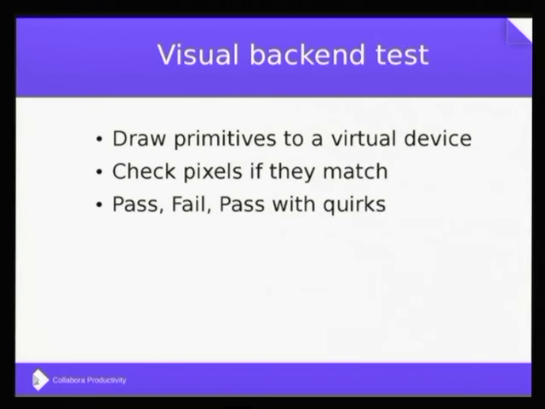Normally, but there's a third one, which is passes with quirks, which means that rendering is not totally how it's expected, but it is something that we know the backend has problems with. So it still passes, but there are some quirks with it. This is especially in OpenGL. Sometimes it happens that the first pixel isn't drawn because of mismatches or changes in the OpenGL backend. So I had to invent something like passes with quirks.